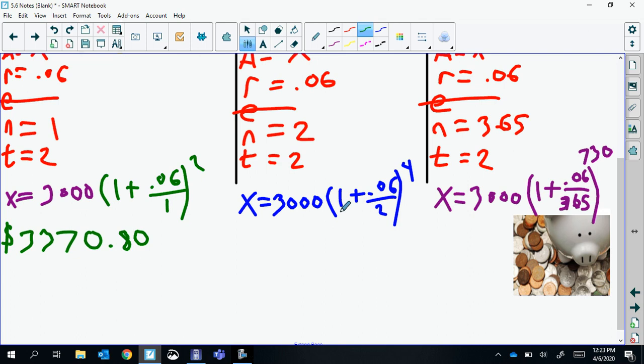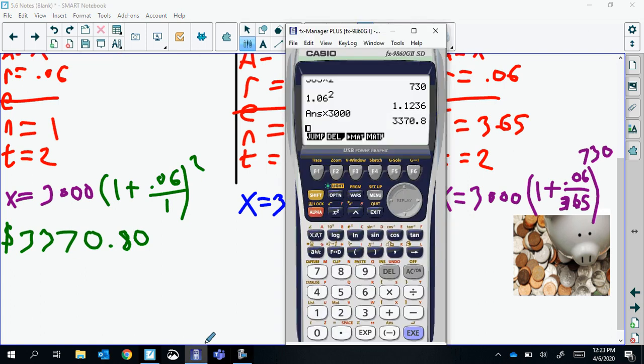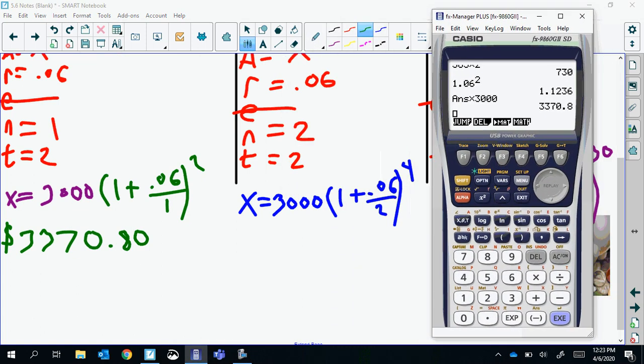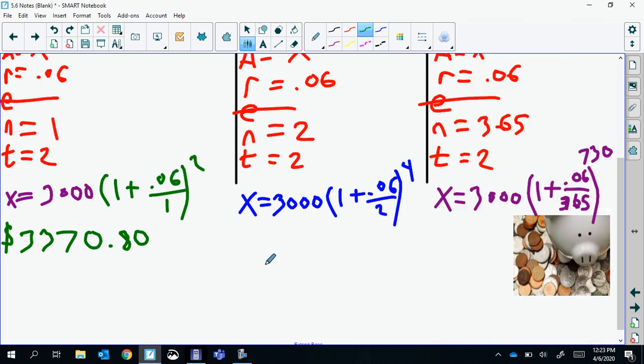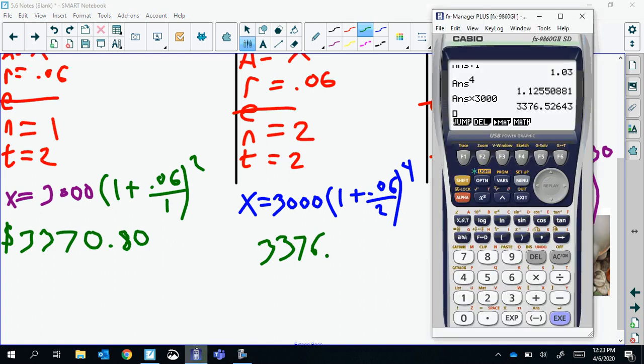So same process here. We need to start with our parentheses. 1, 0.06 divided by 2, so that would be 0.03. Still type it in, but now we're adding the 1 onto that. There's our parentheses. Now to the 4th power. And now we multiply by the principal of 3,000. It's 3376. And 53 cents.